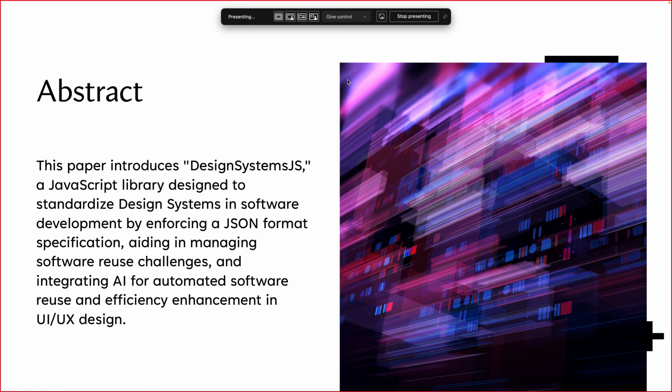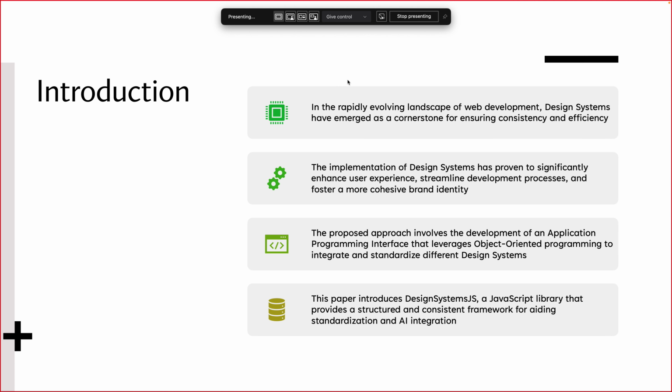In this research for Design Systems API, we are introducing Design Systems JS, which is a JavaScript library designed to standardize design systems and software development by enforcing a JSON format specification and aiding in management of software use challenges, and integrating AI for automated software reuse and efficiency enhancement in UX UI design.